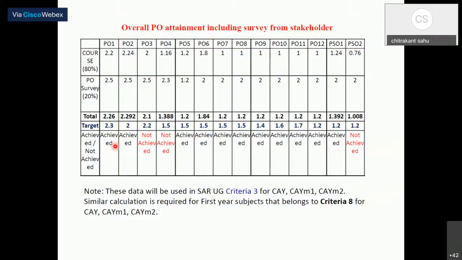So similarly, this kind of exercise we need to do for the last 3 years, considering the current assessment year -1 and current assessment year -2. Similarly, this has to be done for the first year courses. Okay, so these are the major exercises we are discussing, basically for a program, not excluding the first year program. So for second year, third year, and fourth year.